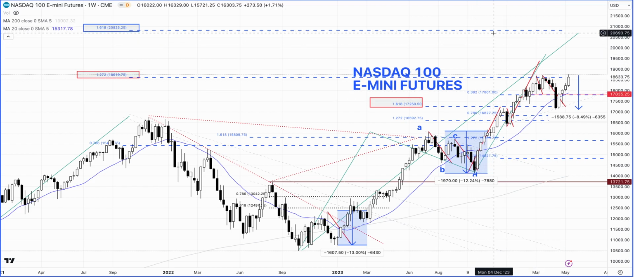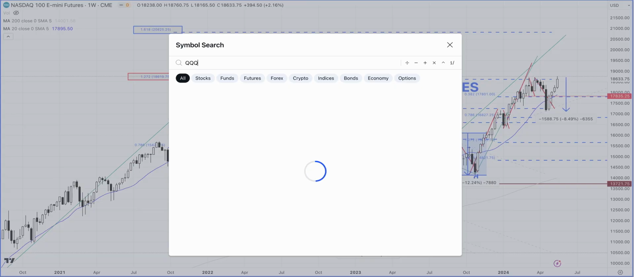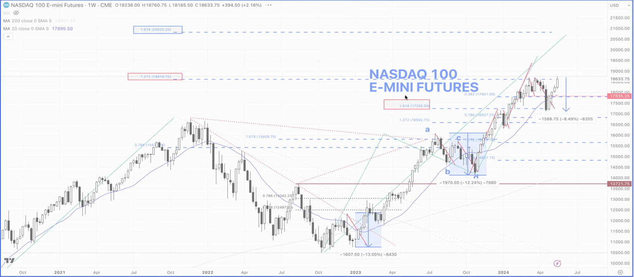And that could be a pretty strong level, because if we have a big ABCD completing around 20,700 roughly, and then right above that we have the 1.618 expansion. So it'll be really interesting if the market gets there, what's going to happen. And if we just take a look at the QQQs, this is the ETF.